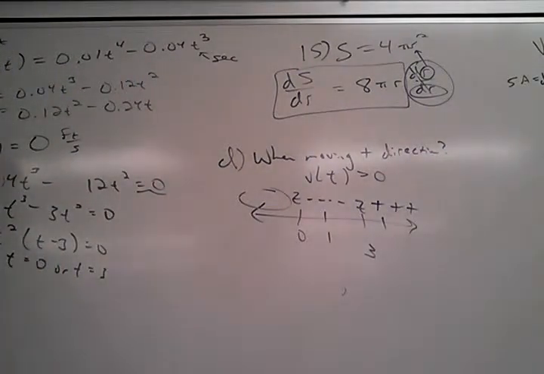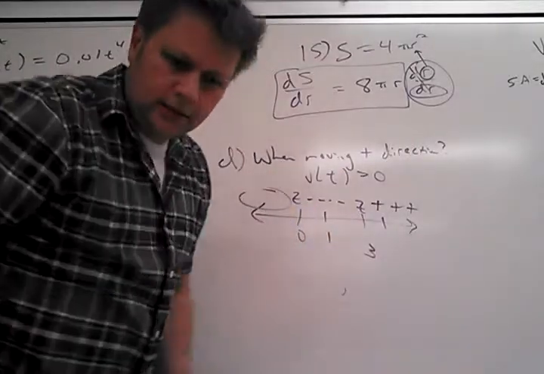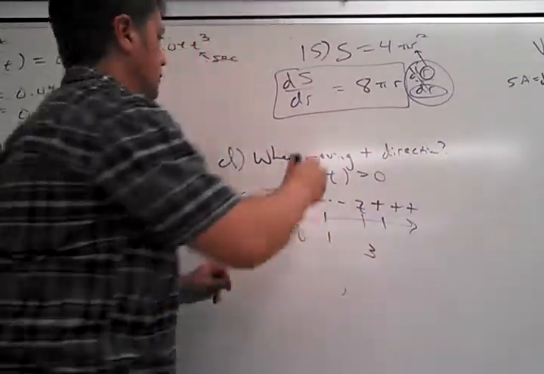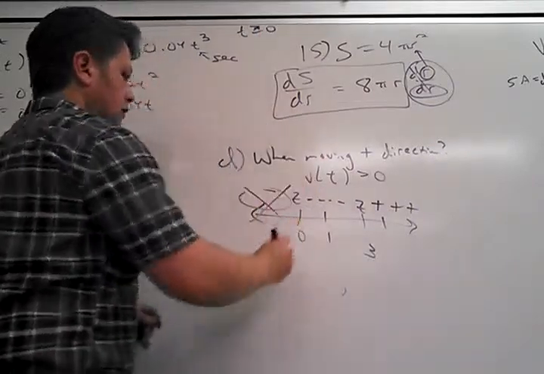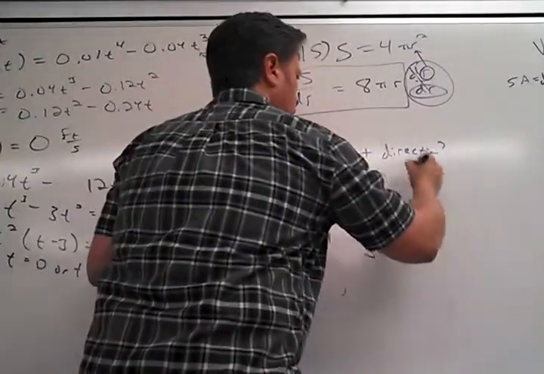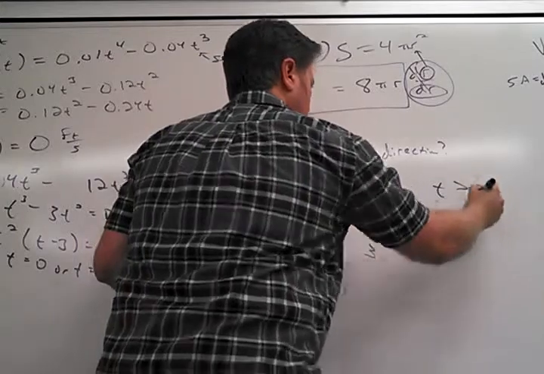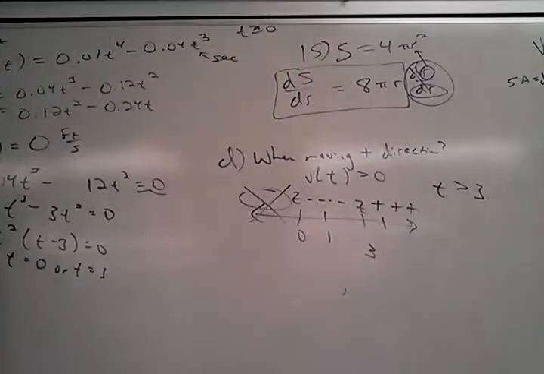Greater than 3. And it doesn't say anything about... Yeah, it does. At the very top, it says t greater than or equal to 0. So you don't have to worry about this part. So where's it moving? It's t greater than 3. I love it. Because at 3, of course, it is not moving. So you don't want to include that.